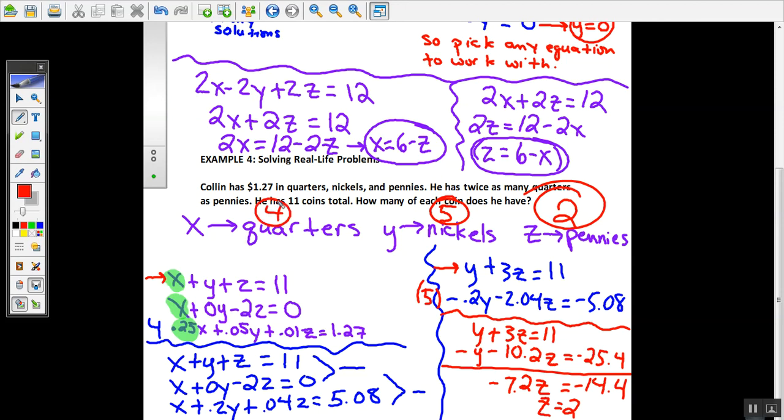4. Do I have twice as many quarters as pennies, kids? Do I have 11 total coins? 4 plus 5 plus 2? How much money do I have here in 4 quarters? How much money do I have in 5 nickels? 25 cents. And how much do I have in 2 pennies? What's that all add up to? Are we right? Okay. 4 quarters, 5 nickels, 2 pennies.